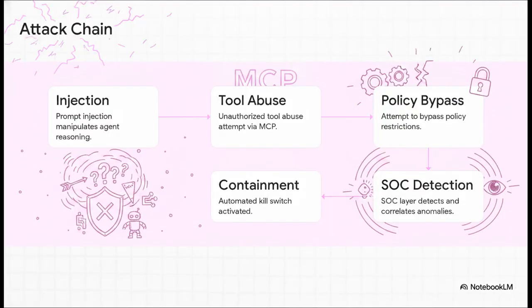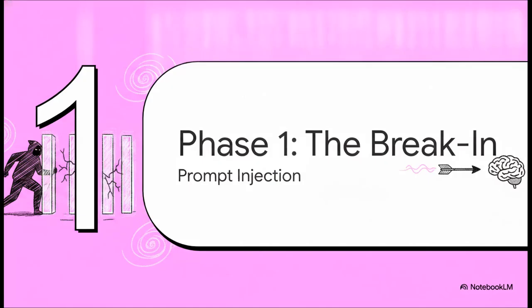Now, what's really interesting about this slide is that it gives us our exact roadmap. We're going to trace the intruder's path step by step. We start with the prompt injection, move on to tool abuse via the MCP, witness a desperate policy bypass attempt, see the SOC detection kick in, and finally, watch the automated containment lock everything down. So, let's start from the very beginning.